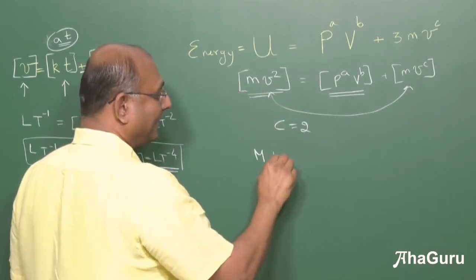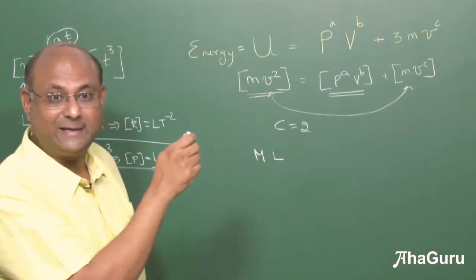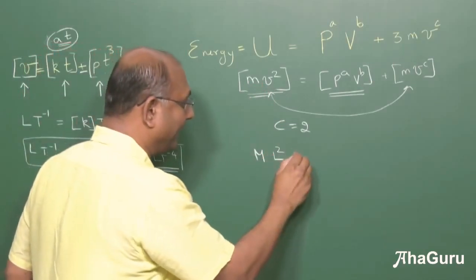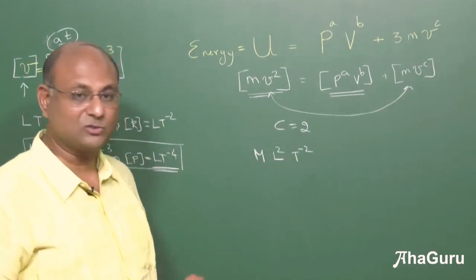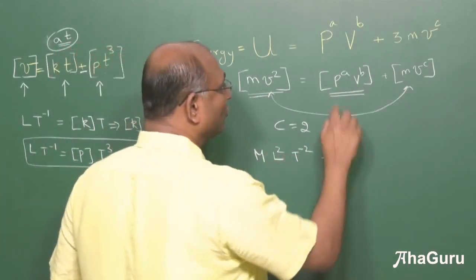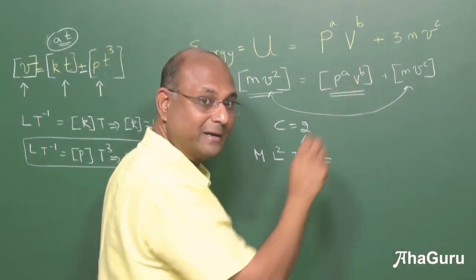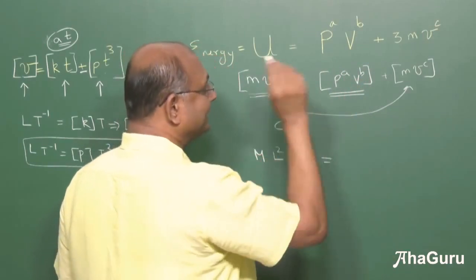Mass L by T, V is L by T whole square, so L square by T square, which I'll write as L square T power minus 2. This must be equal to P power A, V power B. Okay, now let us think about P.